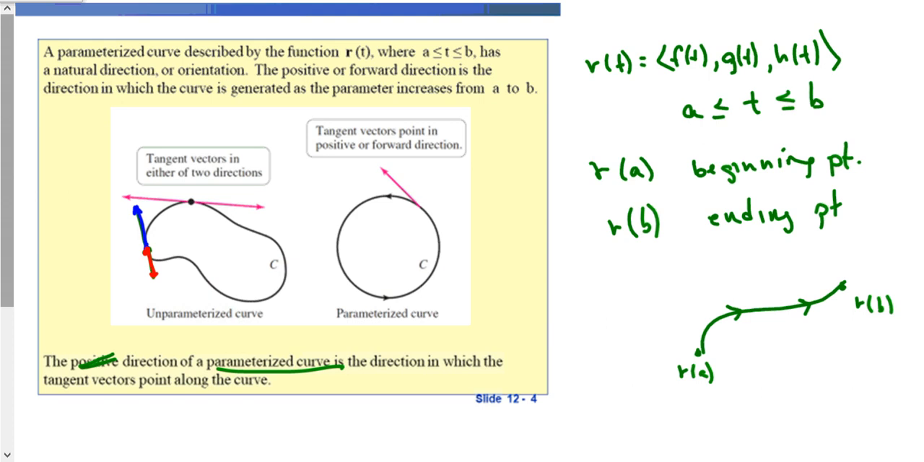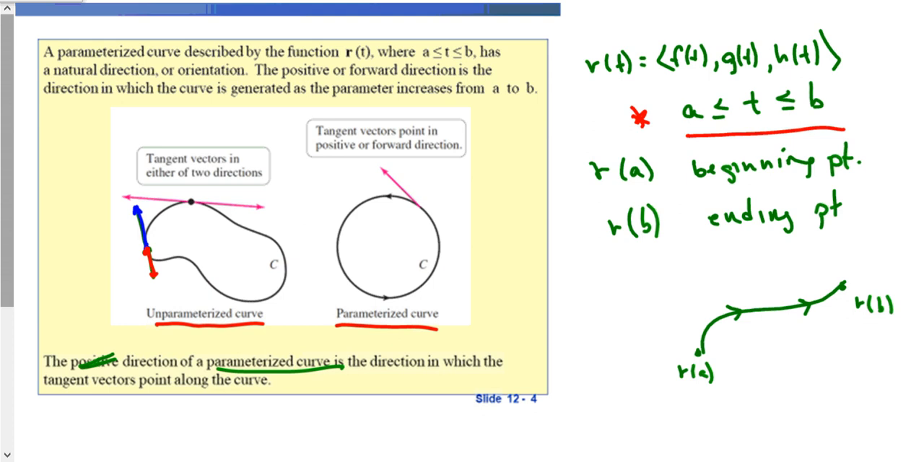Now, if that curve is unparameterized, meaning that there is no starting and ending specified, like by the interval giving the values of t, we have one tangent line and 2 separate tangent vectors. One points in one direction, the other points in the other direction. But if we have a parameterized curve, so they've specified an interval where there's a start and an end, then there's only one tangent vector.